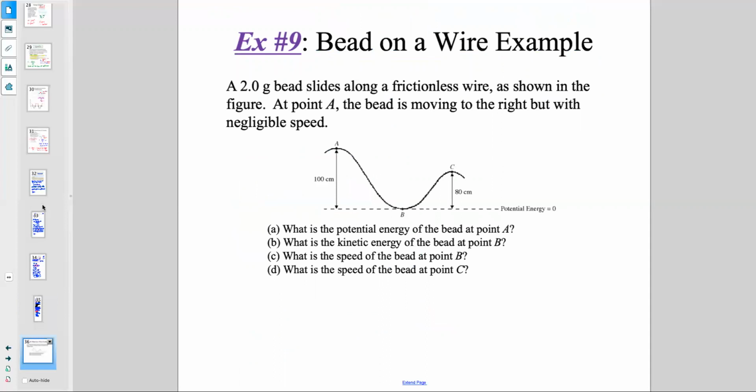So let's talk about this last problem, the bead on the wire example. A 2 gram bead slides along the frictionless wire as shown in the figure. At point A, the bead is moving to the right but with a negligible speed, so in other words, V at point A is 0. What is the potential energy of the bead at point A? That is super easy. We know what the m is, 2 gram, or 2 times 10 to the negative 3 kilograms, because kilogram is the SI unit for mass.